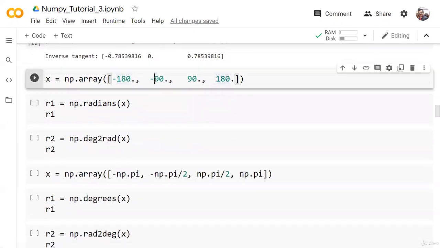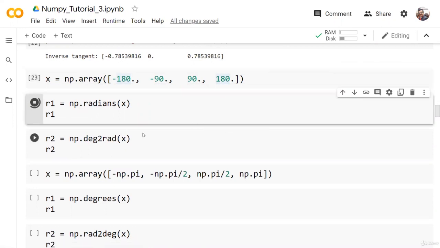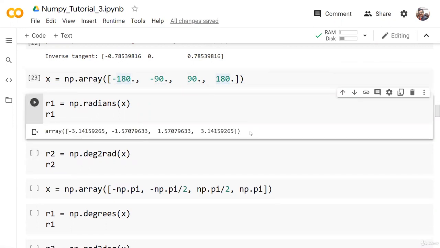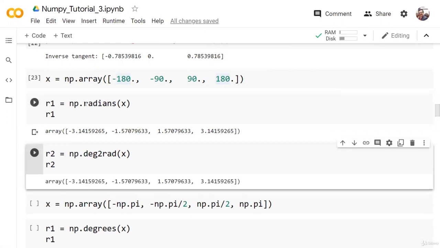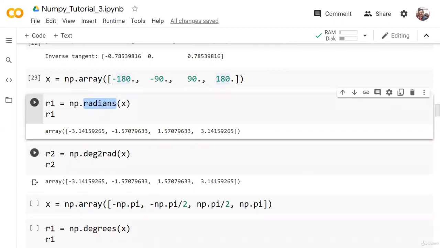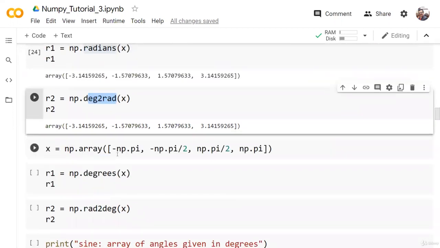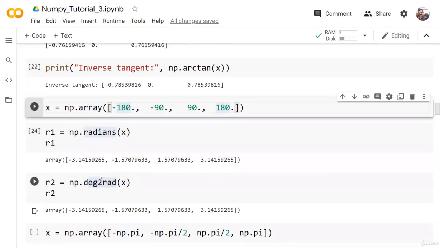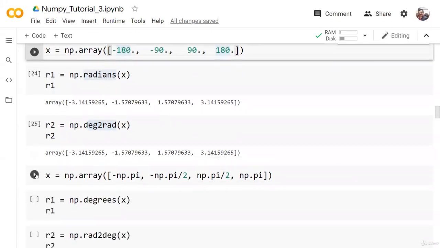Suppose I have the values minus 180, minus 90, 90 and 180. These are the values in degrees. I can convert that into radians. So these are the radian values: minus pi, minus pi by 2, pi by 2 and pi. I have another method also. Instead of radians, I can write deg2rad also, that is also going to convert the value into this format.